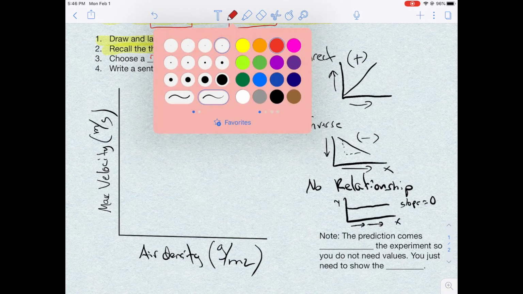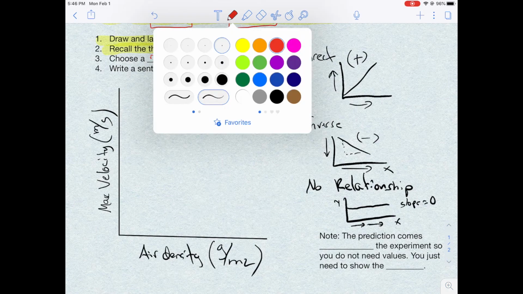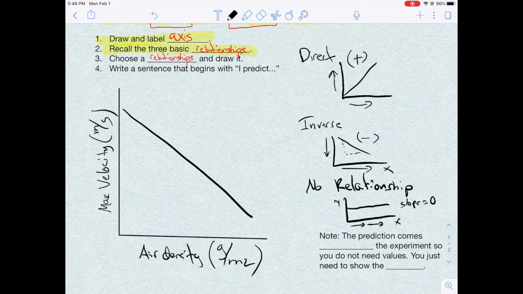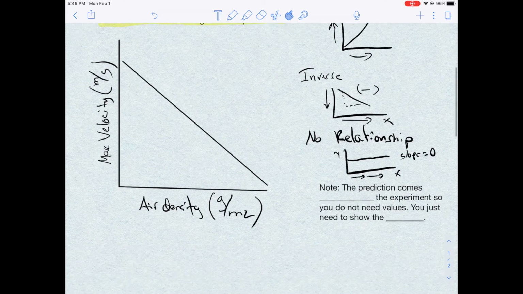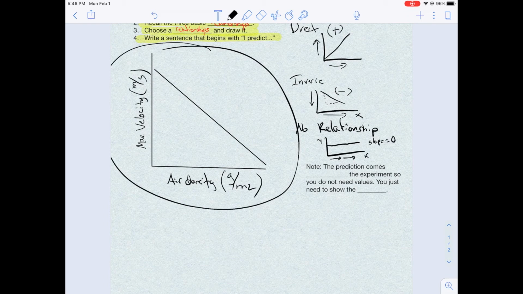Well, okay, so if you increase the density, if the air becomes very thick, I think that's going to slow the plane down. So I'm going to have a negative trend. And I just chose an inverse relationship. Cool. And so all I got to do is write a sentence that begins with I predict. So here's this right here, I call the prediction graph. And then I need a prediction statement.